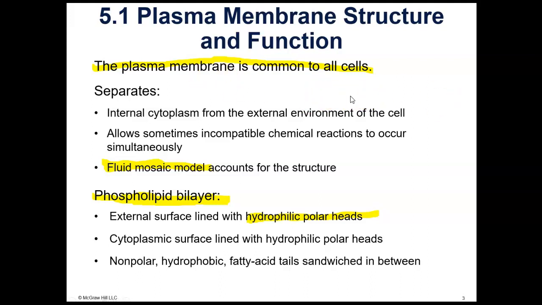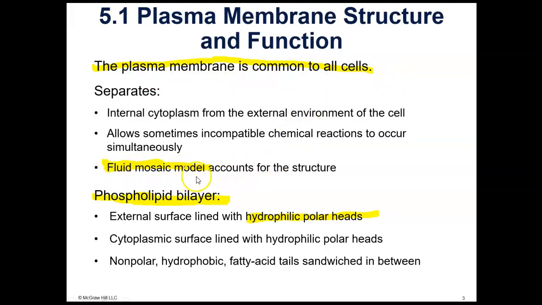Okay, section 1 on plasma membrane structure and function. One thing that we've already learned, but this is just review, is that every single cell, whether it's prokaryotic, eukaryotic, plant, animal, fungi, algae, is surrounded by a plasma membrane. So the plasma membrane is found in all types of cells.